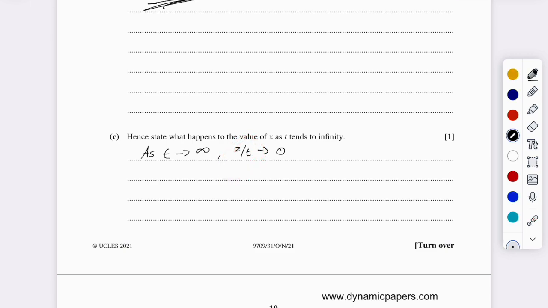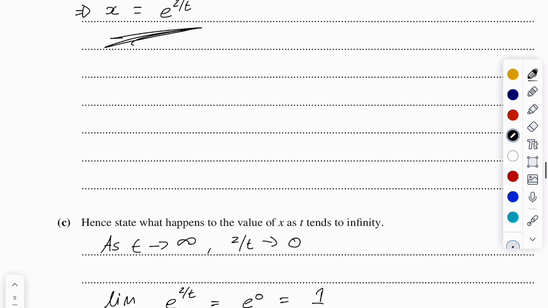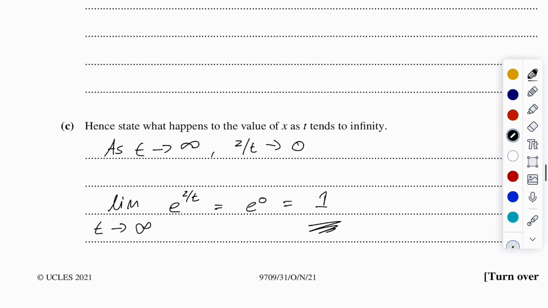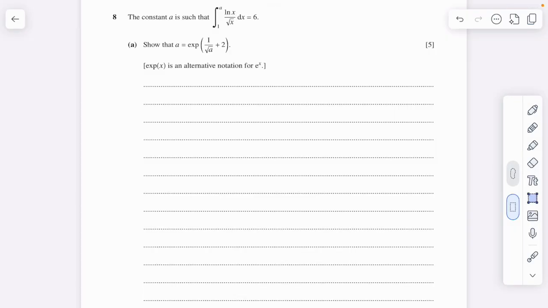Simple enough. And so what we can then say is that the limit as t approaches infinity of e to the 2 over t is just going to equal e to the 0, because this is true. Alright, so e to the 0, therefore the value of x, where x equals e to the power of 2 over t, is going to just tend towards 1.